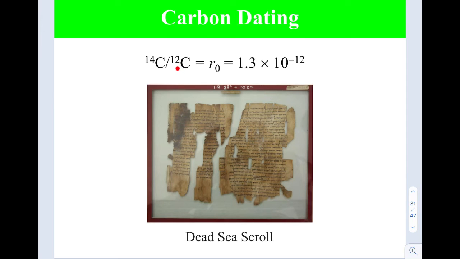When an organism dies, however, it no longer absorbs carbon 14 from the atmosphere, and so the carbon 14 to carbon 12 ratio decreases as the carbon 14 decays with a half-life of 5730 years. It is therefore possible for us to measure the age of organic material by measuring its carbon 14 activity, such as done for the Dead Sea Scrolls.